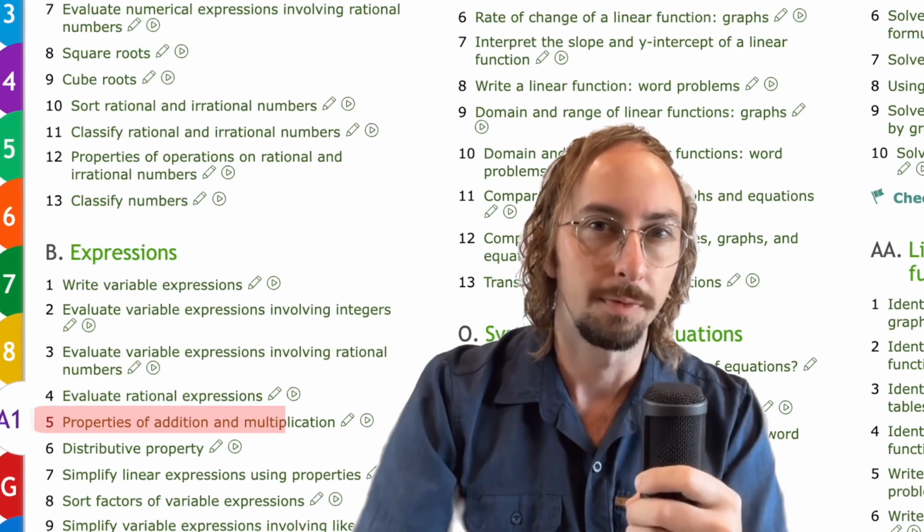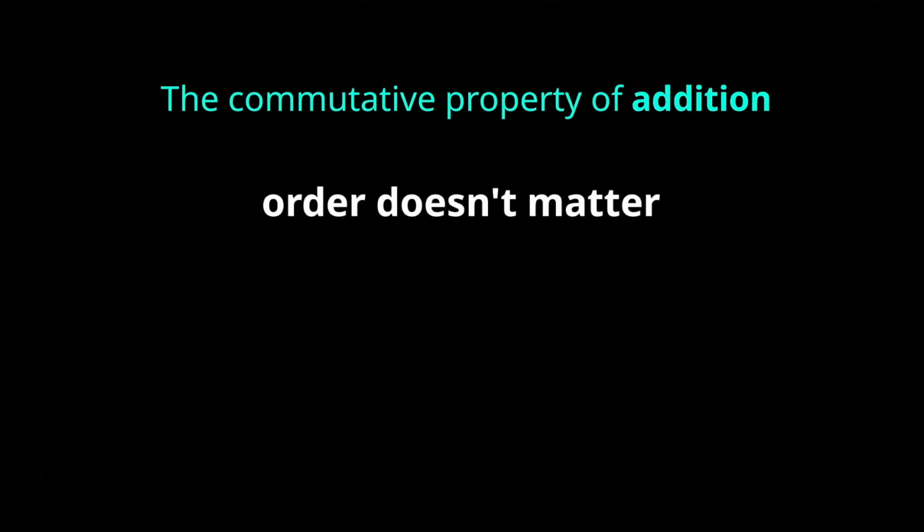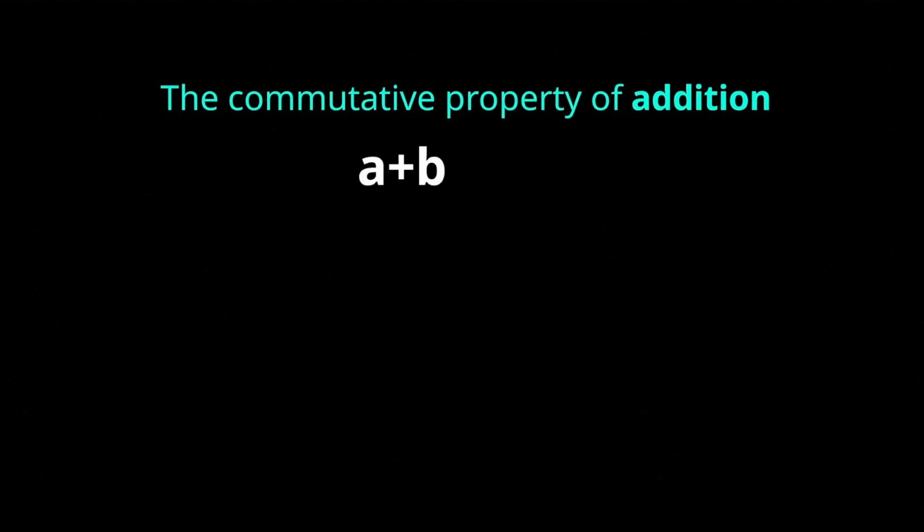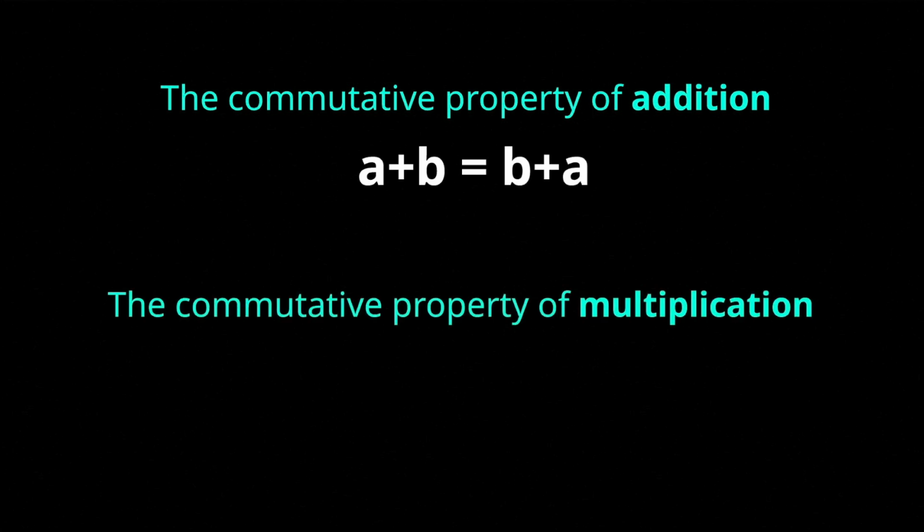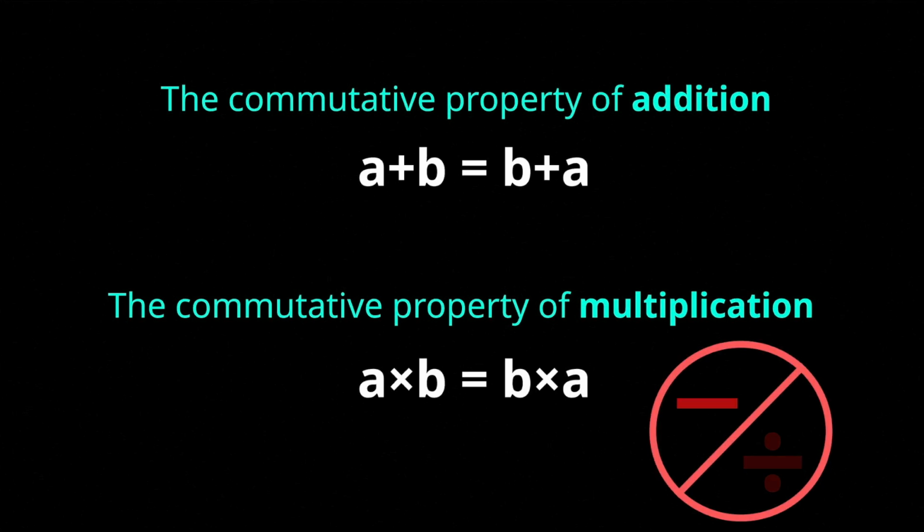Here's what you need to know before you dive into B5. The commutative property of addition states that when adding numbers, it doesn't matter what order they're in from left to right. For example, a plus b is the same as b plus a. This rule applies to multiplication as well. A times b is the same as b times a. Note that this rule does not apply for subtraction or division where order actually matters.